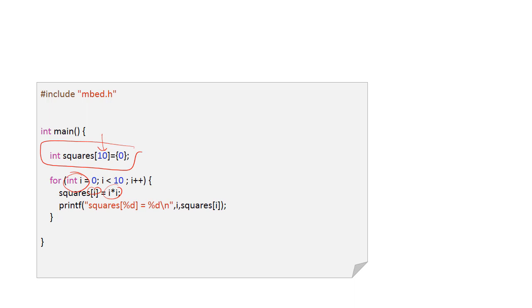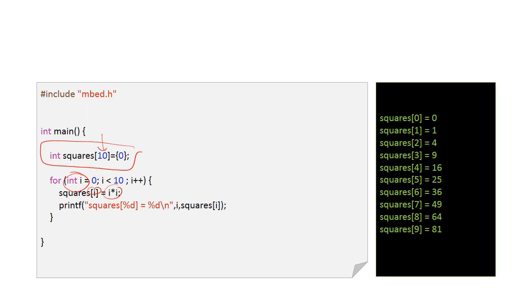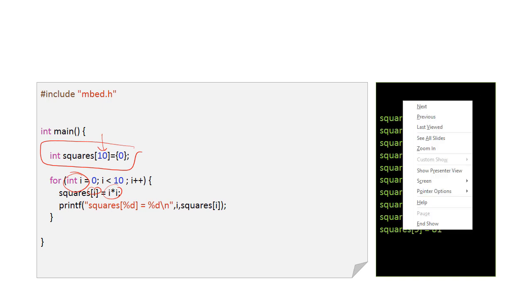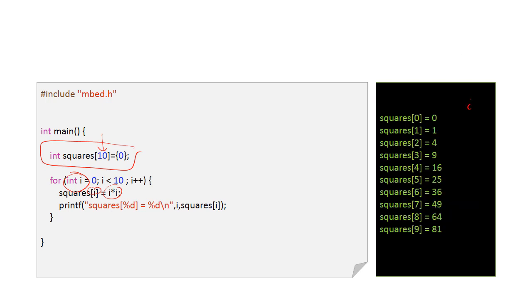If you compile and run that, you'll see this will be printed out. You can see in the first instance, this is when I is 0, I is 1, 2, 3, 4, and so on. We'll keep going up to 9. That shows how you can calculate some value and store it in an array.